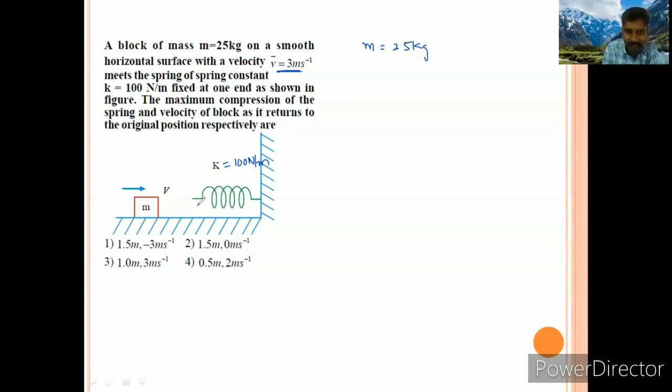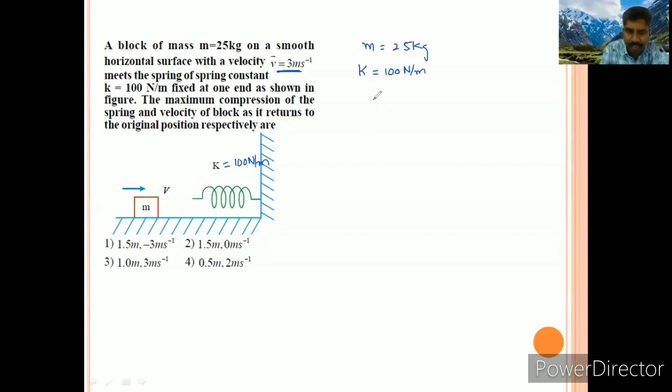Whenever this block is incident on the spring, it is compressed and returned back. How much speed it is returned back, we need to find out. That is our question. So I will write here, K is equal to 100 newton per meter, given.